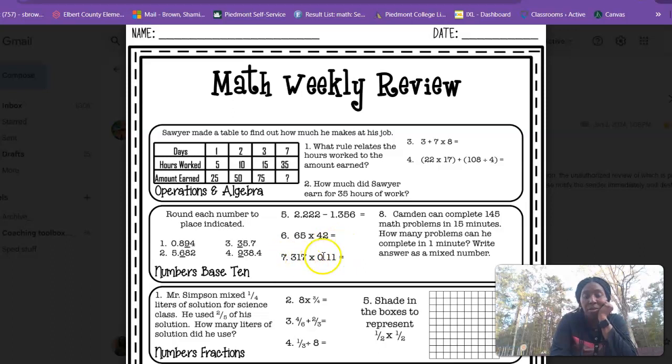Number 7 is multiplication as well, but it's a decimal multiplied by a whole number. I'll do that one for you.